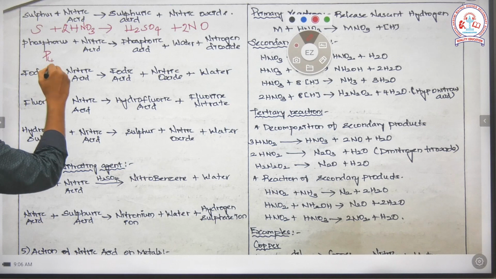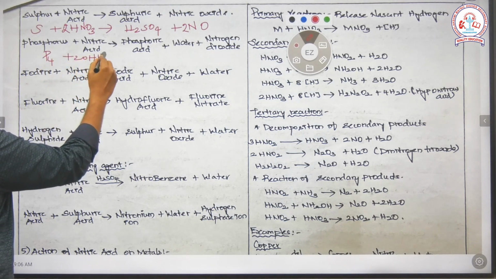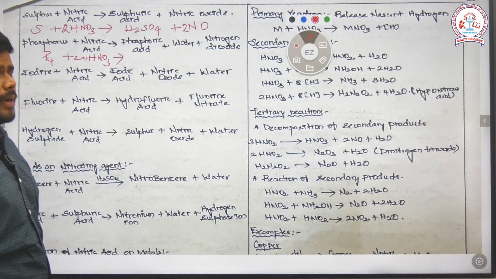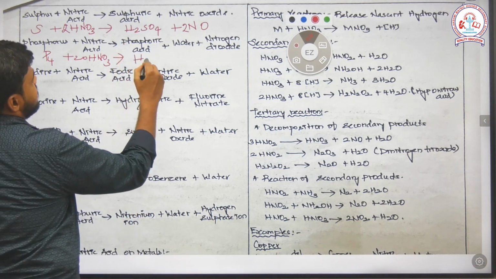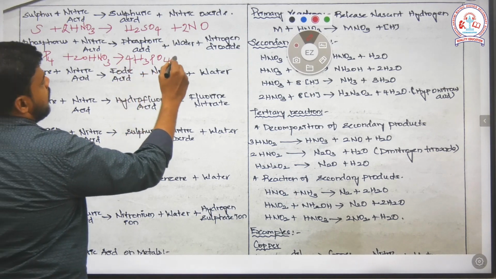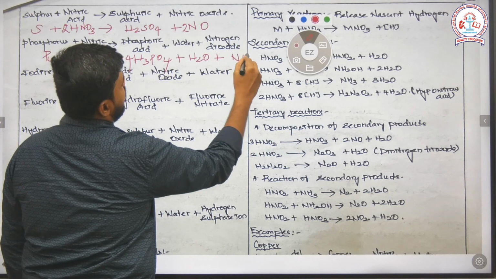Phosphorus reacts with nitric acid in the ratio of 1:20. You need to keep it in mind because stoichiometry will take almost 15-20 minutes to complete for all of you. See, phosphoric acid is H3PO4. So phosphorus there is 4, here it is 4. The water molecule is H2O, then nitrogen dioxide NO2.